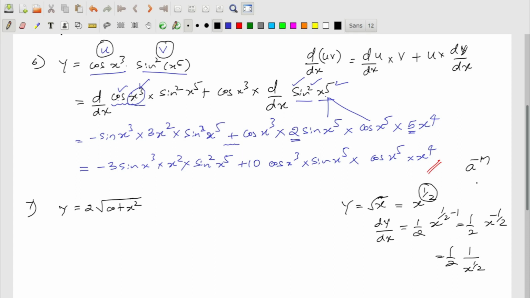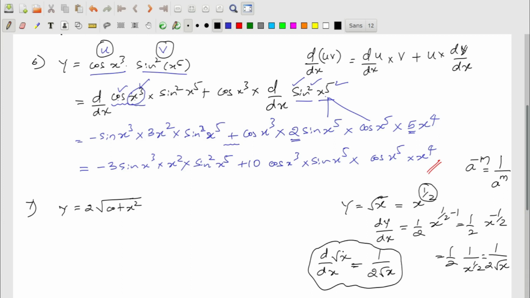What is a raised to minus m? A raised to minus m can be written as 1 divided by a raised to m. Similarly, x raised to minus 1 by 2 can be written as 1 by x raised to 1 by 2. Again, what is x raised to 1 by 2? Root of x. So 1 divided by 2 times root of x. So instead of all these steps, you can just remember this derivative of root of x can be directly written as 1 by 2 times root of x. Okay, you better remember this one, right?